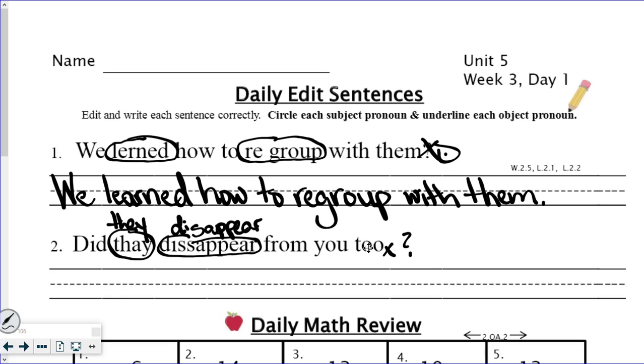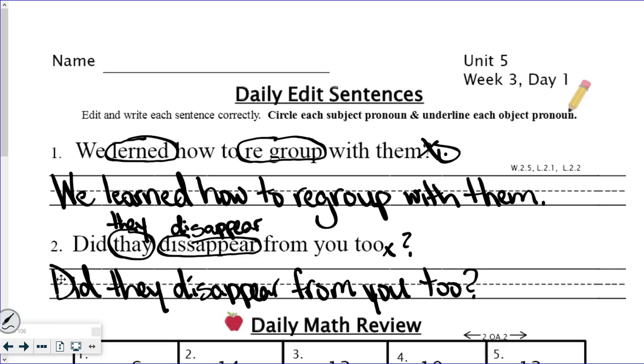This is the correct too because we're talking about a number. How many disappeared, right? Also. And then I'm going to rewrite it nice and neat on the line. All right, looking good. Did they disappear from you too? Question mark. So now we're going to go back and we're going to find the subject pronouns and underline the object pronoun if there is one.